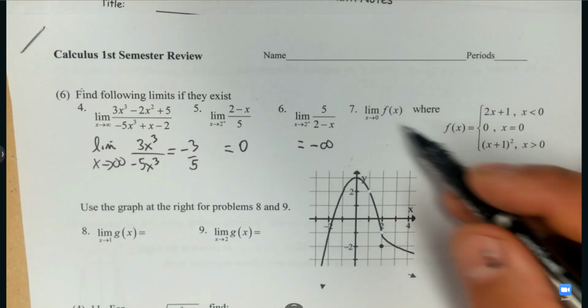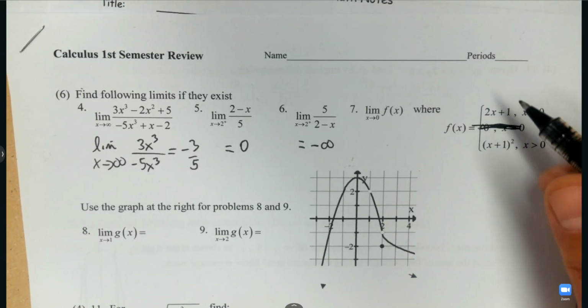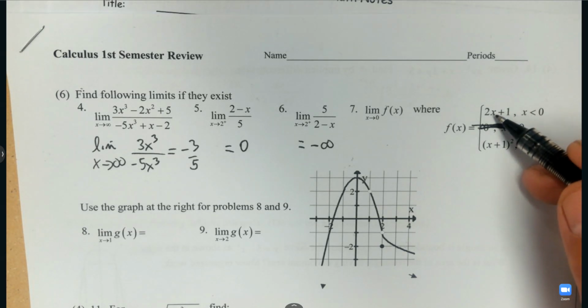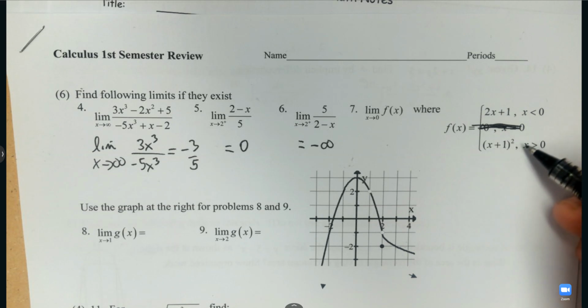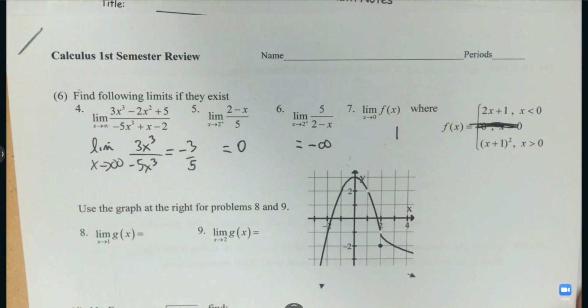Here we have a limit as x approaches 0. This is piecewise. This part doesn't matter at all. I need to know from the left and from the right, is it the same answer? If I plug in 0, the answer is 1. If I plug in 0, the answer is 1. That's what matters. Because they match, that's the answer.